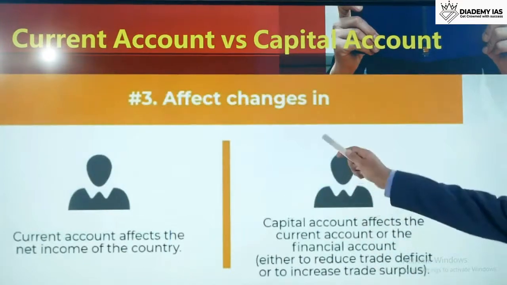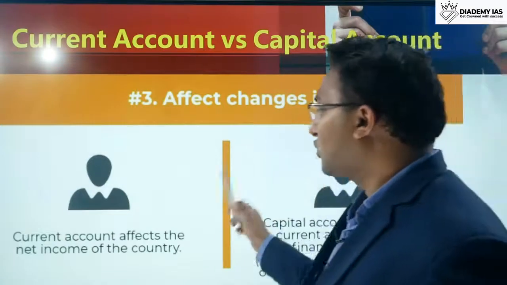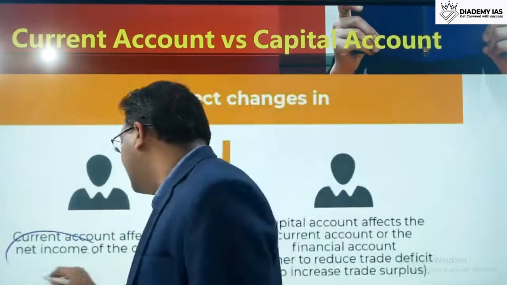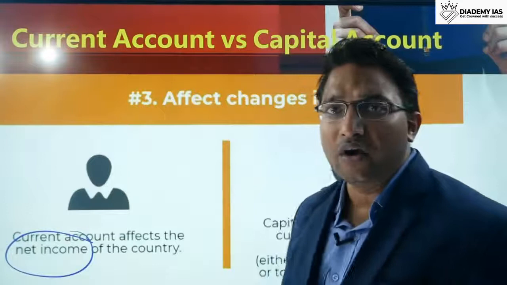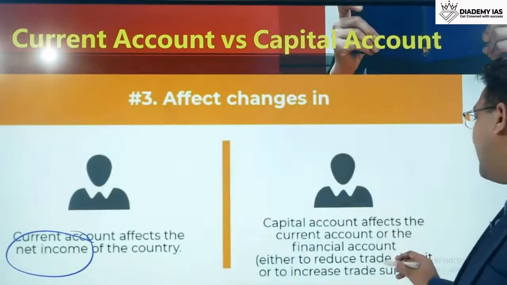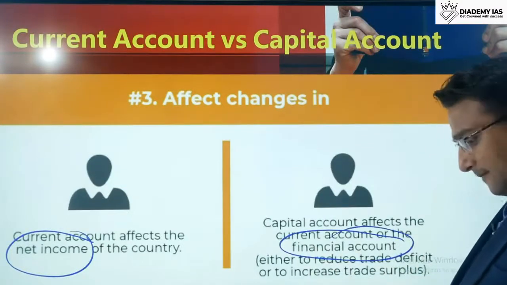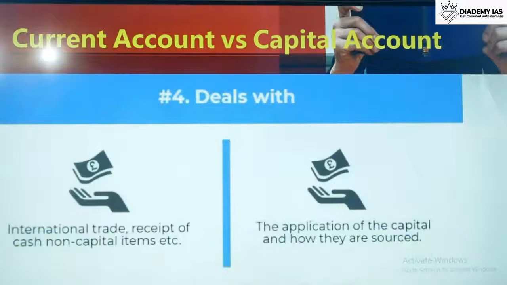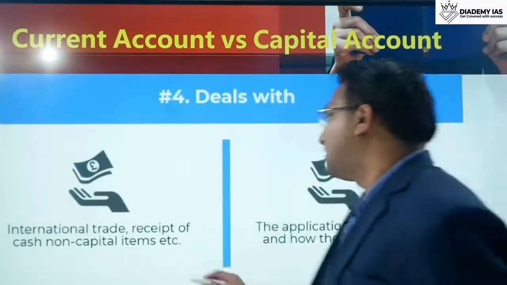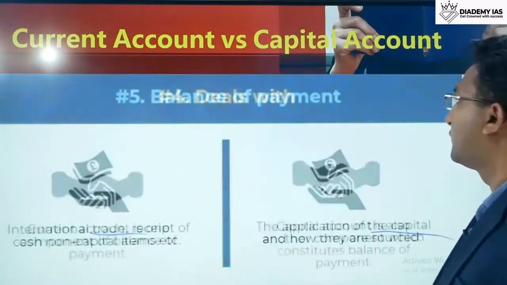Next, the effect of changes. So what is the impact of current account? It impacts the net income. So as I already told you, current account impacts the income and expenditure. What is the impact of capital account? It impacts the financial account, or it impacts the balance sheet. So it deals with trade receipts and it deals with the capital receipts.